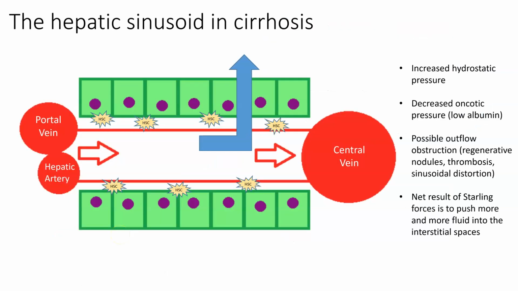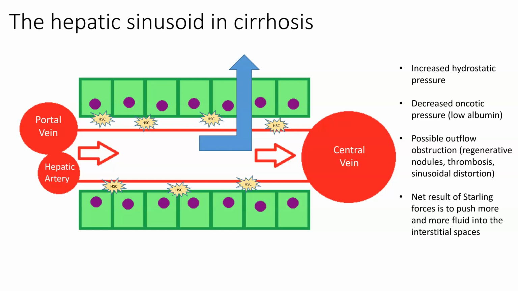So this is what the hepatic sinusoid looks like in cirrhosis. Obviously, this is a very, very simplified drawing. But basically, you have the portal vein and the hepatic artery feeding blood into the hepatic sinusoid, and that blood is eventually making its way over to the central vein. The hepatic sinusoid is flanked on either side by hepatocytes and endothelial cells.